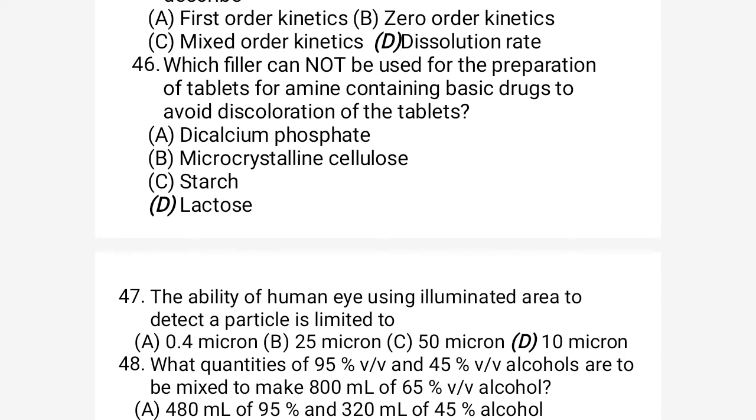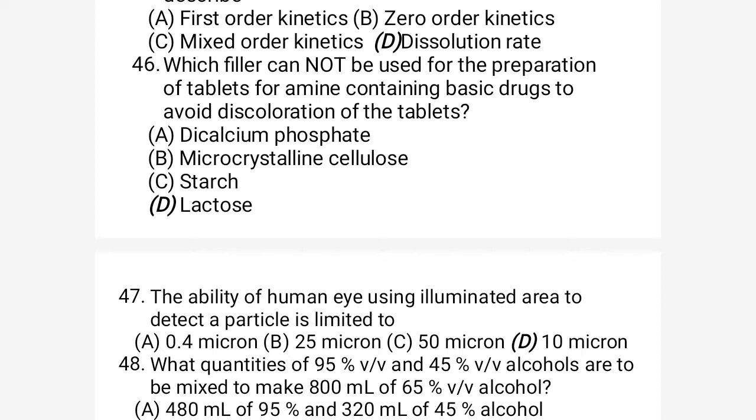Next, question number 46. Which filler cannot be used for the preparation of the tablets for amine containing basic drugs to avoid discoloration of the tablets? Yes, it is a very good question about a disadvantage of a particular excipient used in tablet manufacturing. So look here: option A, dicalcium phosphate.